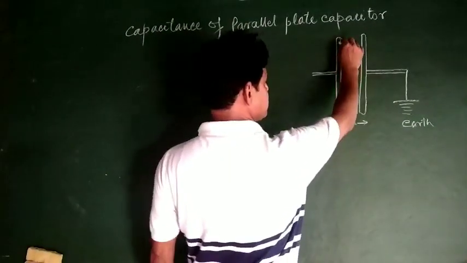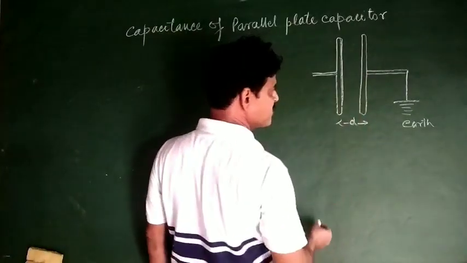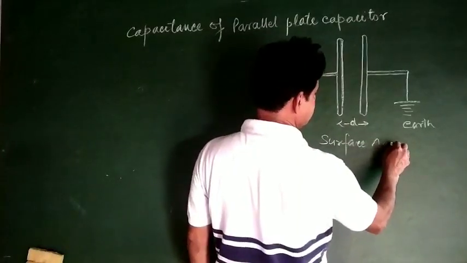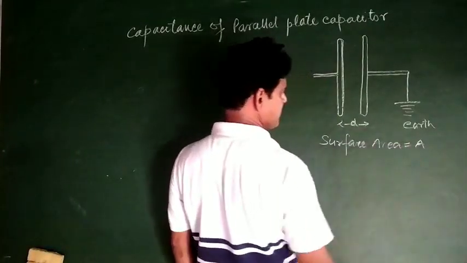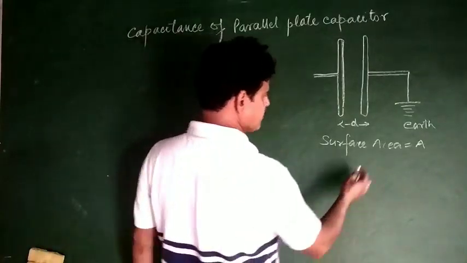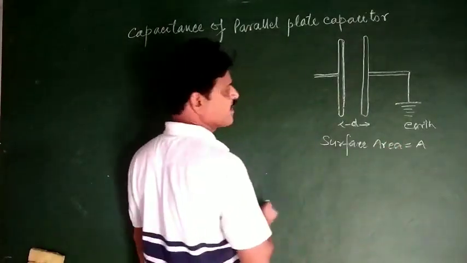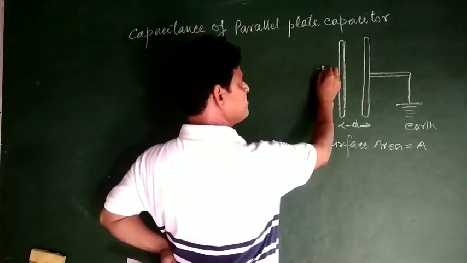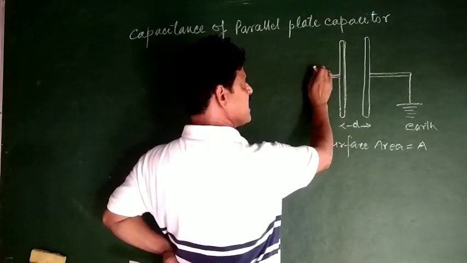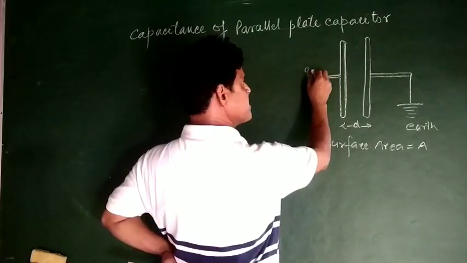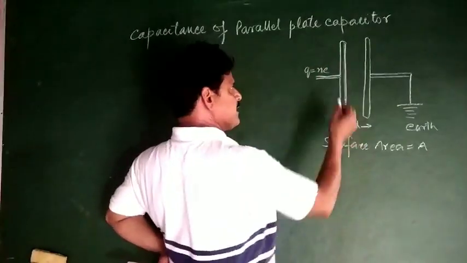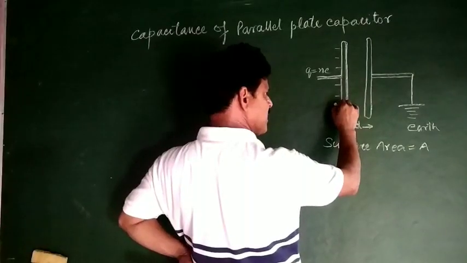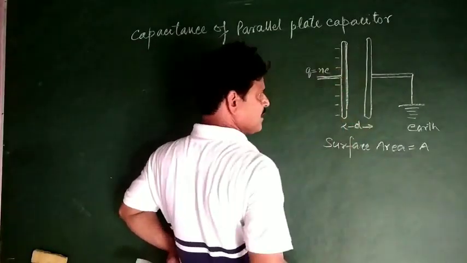If the surface area of each plate is capital A, then according to the experiments we find that when the first plate is given a charge Q, that is Q equals Ne, then a negative charge is created at this surface according to the number of electrons.